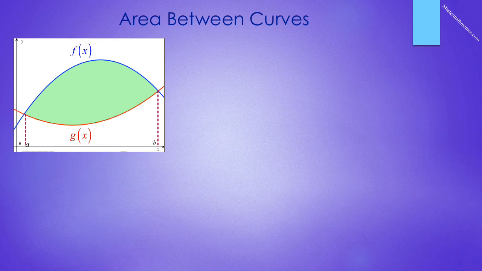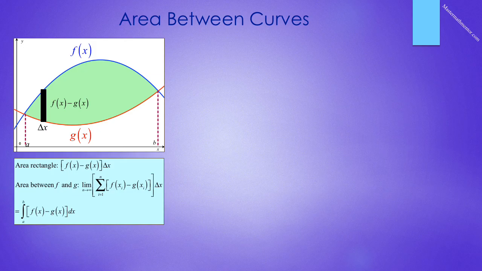Consider two functions f and g that are both continuous on the interval a to b. Also suppose that the graphs of both functions are above the x-axis and f of x is greater than or equal to g of x. We would like to find the green shaded area between the two graphs.